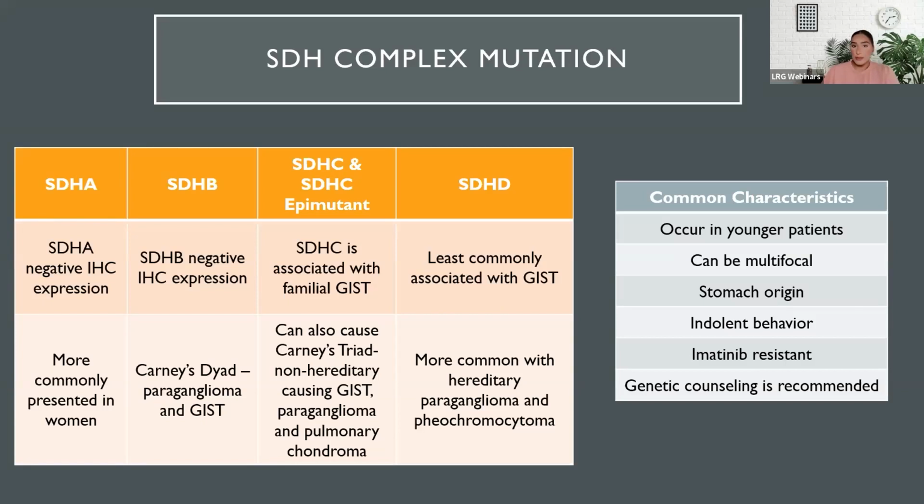They are indolently behaved, so some patients just have surgery to remove the tumor followed by imaging for surveillance. They are imatinib and other standard TKI resistant, and genetic counseling is recommended to see if it is germline or not.